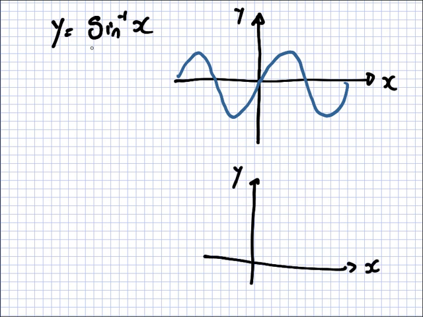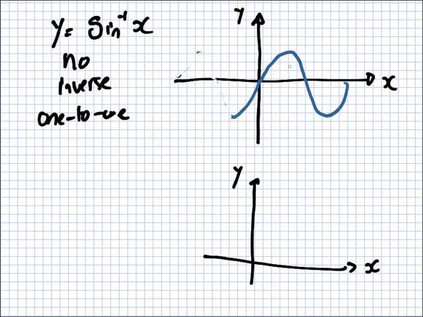So the problem is this has no inverse unless we make it 1 to 1. So we have to cut out a piece here. So I think usually we'll cut out this piece down to here and then here.